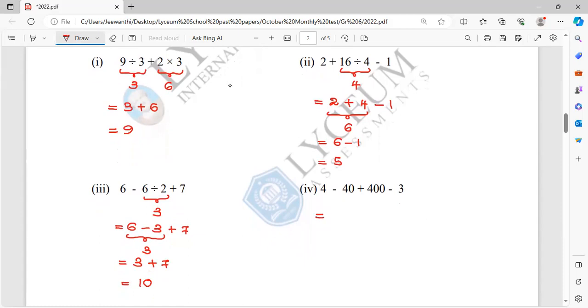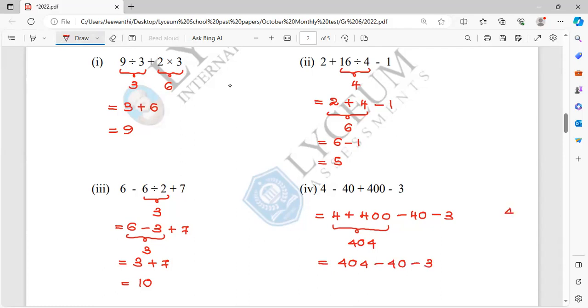Okay, the next one. Here you don't have division or multiplication. Instead, what you have is addition and subtraction. Now see what I'm doing, children. I write 4 and 400 because both of them are positive numbers, and negative 40 and negative 3 closer. So then the 4 and 400, it is 404. And when you have negative 40 and negative 3, we will do it like this, otherwise sometimes you will get confused. So then what will happen?